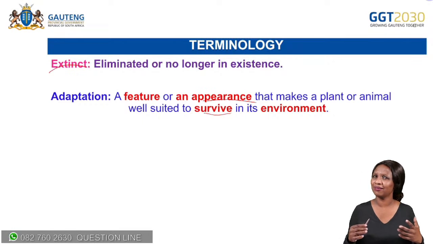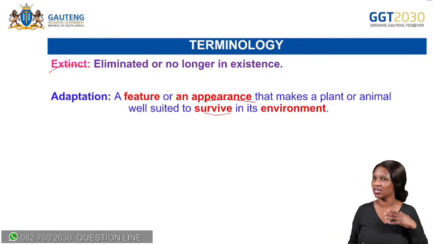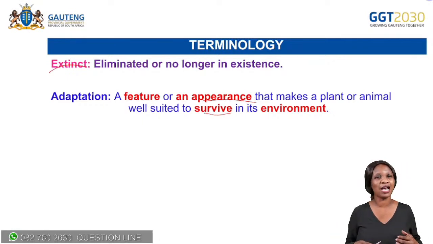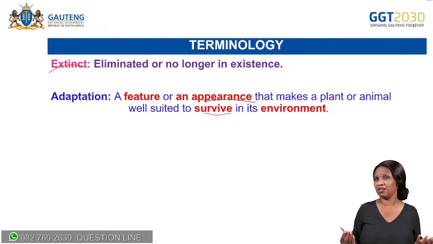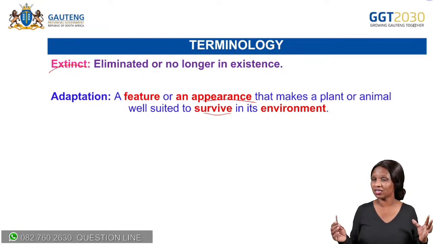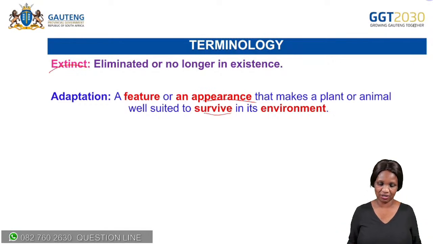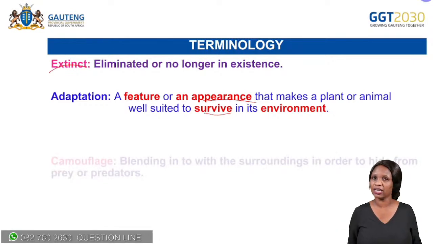Why? Because of the food it eats. It can go for days without eating, can go for days without drinking water, and it has a leathery mouth so that it can eat thorns, and the thorns can't hurt it. Right. Let's move on. Let's look at camouflage.